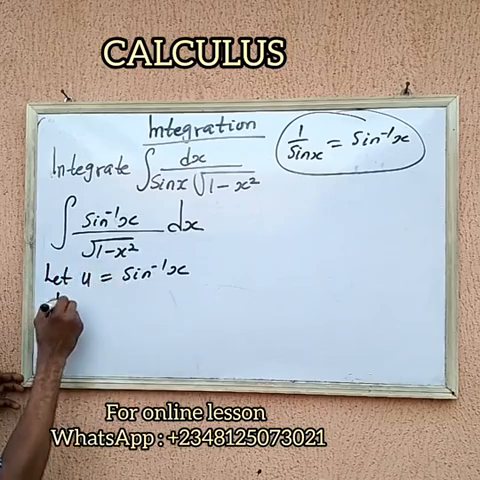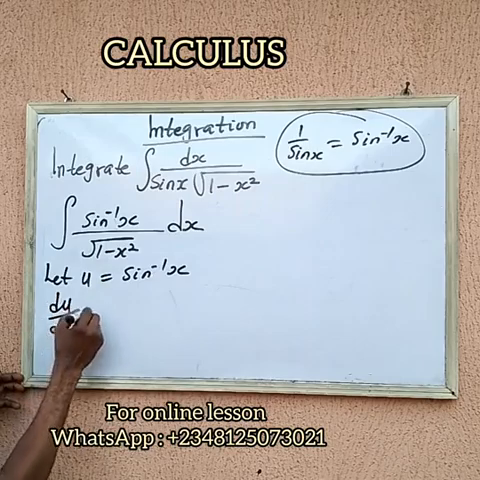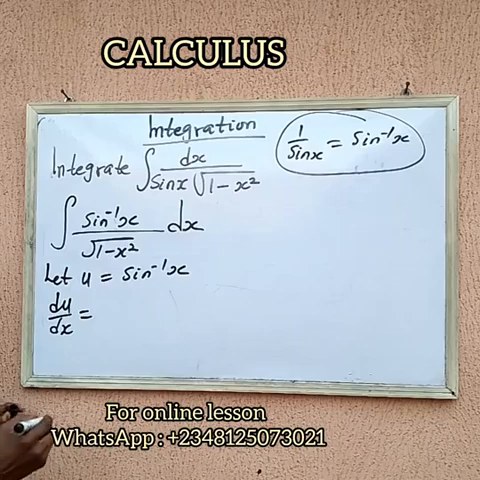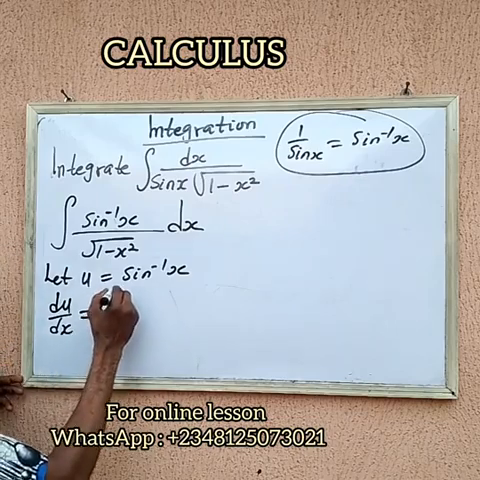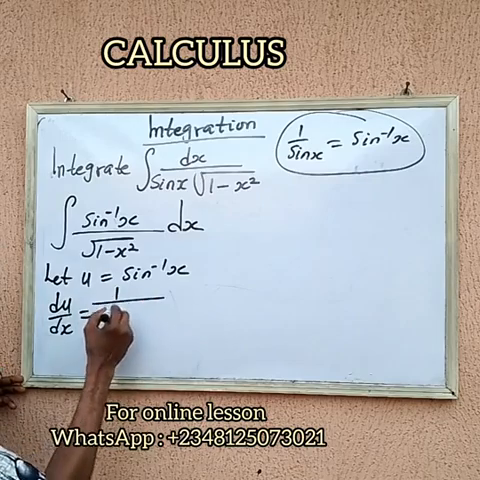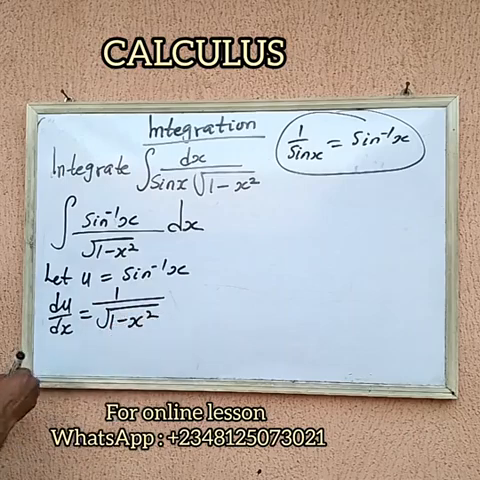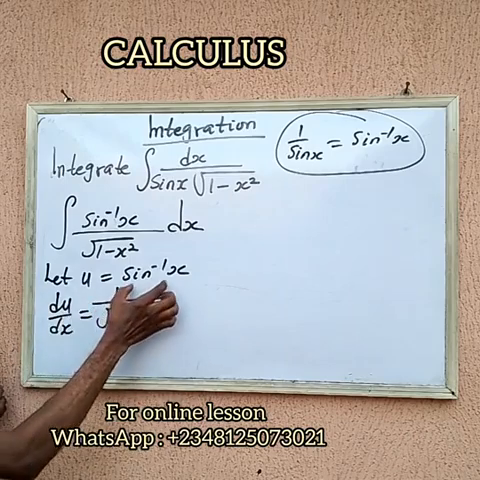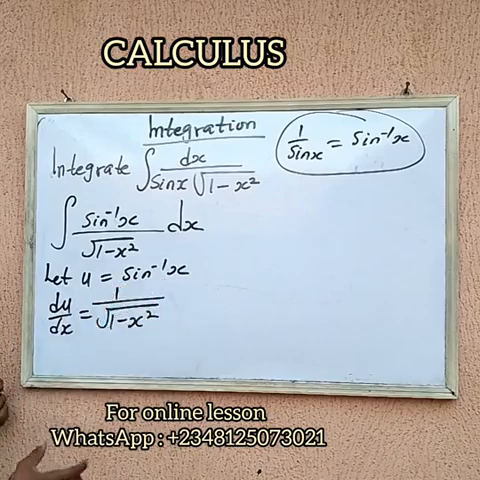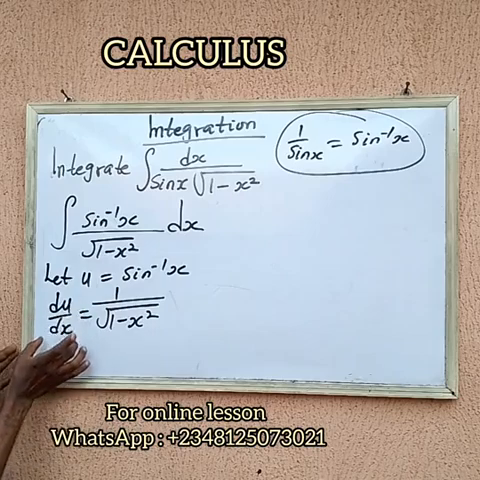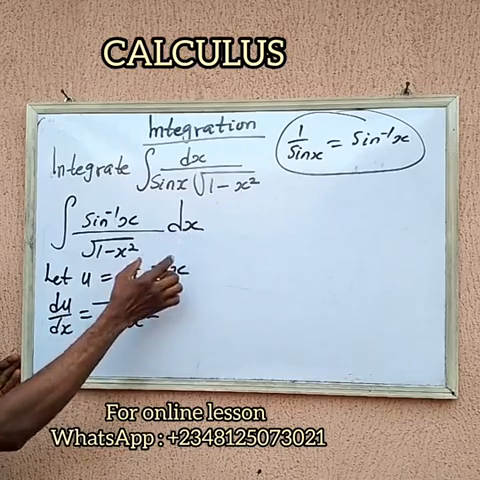So which means du over dx. If you go to your derivative of inverse trigonometry, you will know that it gives us 1 all over the square root of 1 minus x squared. So this is the derivative of the inverse of sine x. Now from here, we can make either du or dx the subject of the formula. Now let us make dx the subject of the formula so that we can use it to replace it here.